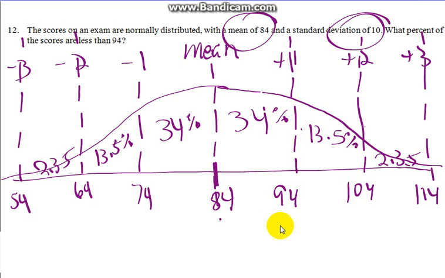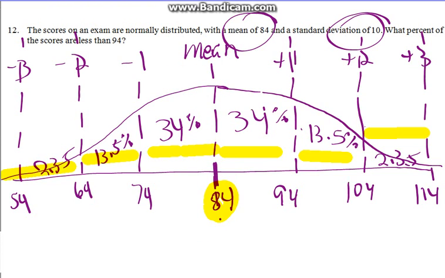I had to switch videos here. So recounting, okay, we've got our graph. We've measured out our standard deviations in both directions. We've got a mean of 84, and our standard deviation, each one is minus 10 and plus 10, both directions. And so now we've drawn our curve, and we have our percentage breakdown of each deviation.